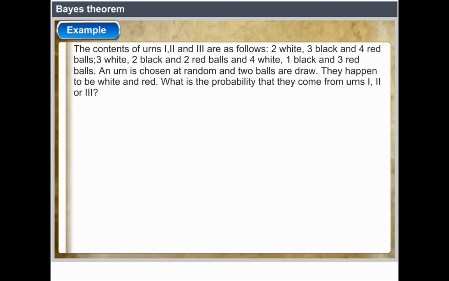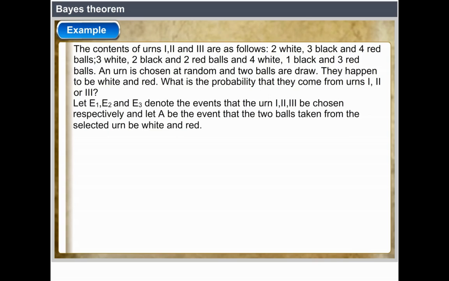Example: the contents of urns 1, 2 and 3 are as follows: 2 white, 3 black and 4 red balls; 3 white, 2 black and 2 red balls; and 4 white, 1 black and 3 red balls. An urn is chosen at random and 2 balls are drawn. They happen to be white and red. What is the probability that they come from urns 1, 2 and 3?